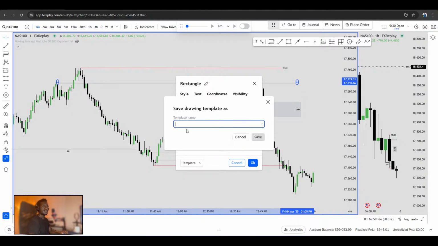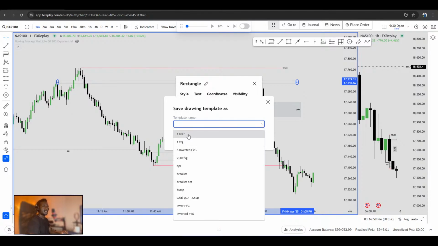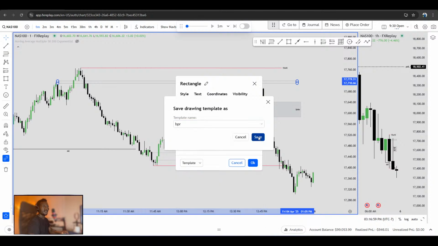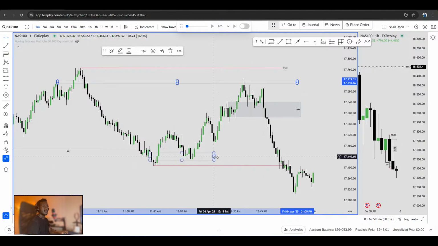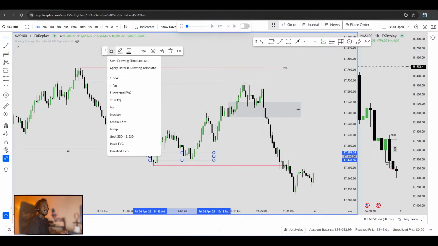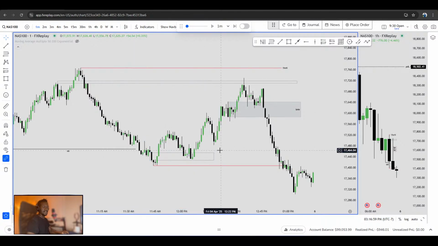Template, save as. Let's override that one. Save, yes. It's gonna be a little bit darker. BPR. That's beautiful, man. So when we grow, we're gonna be looking at something like this.